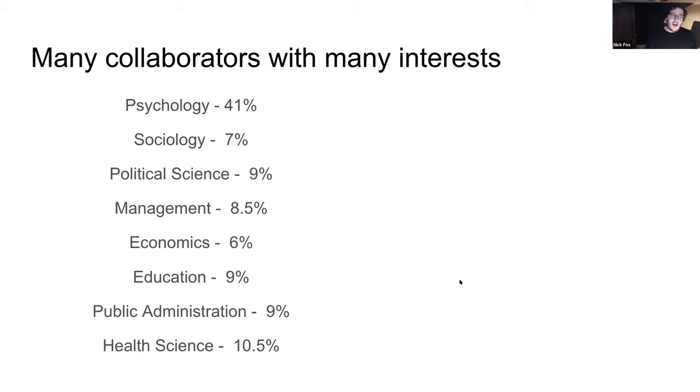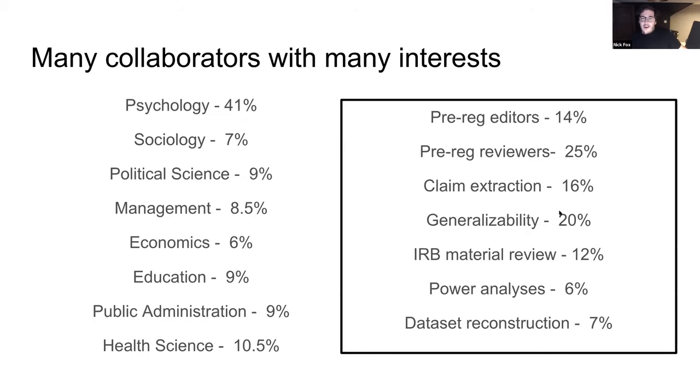So mirroring the areas of study in the socio-behavioral sciences, our collaborators look similar. We have a lot of psychologists, but we also have sociologists, political scientists, management scientists, people who work in economics, education, and they also have very different interests in the project, right? So you can have people who want to do a fully fledged replication or reproduction, but maybe they don't have the lab to run participants, or maybe they don't have the time to put into it. And so there's many places in a culture of replication and reproduction where people can help.